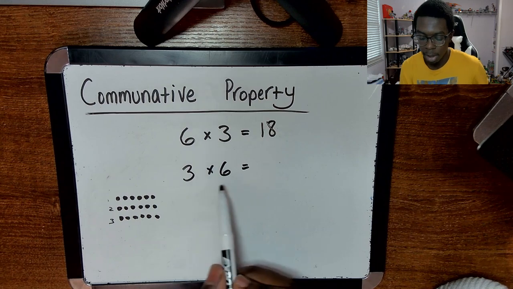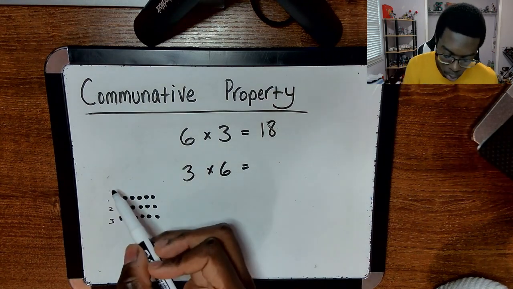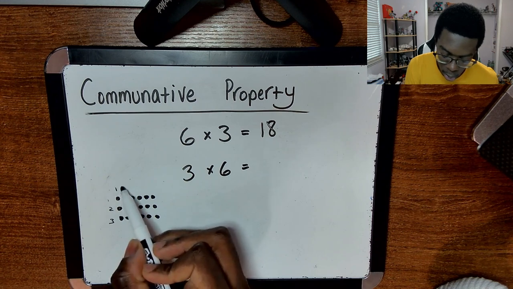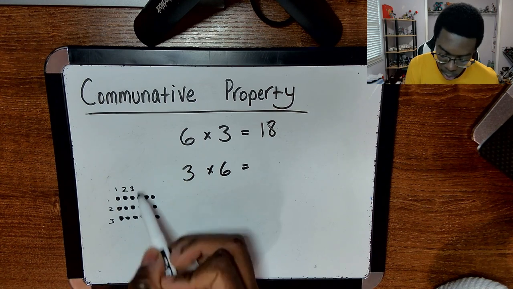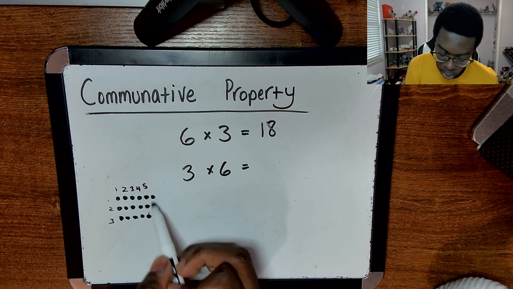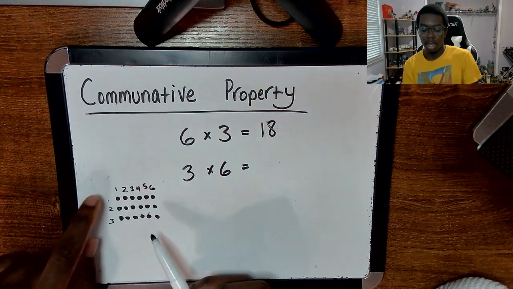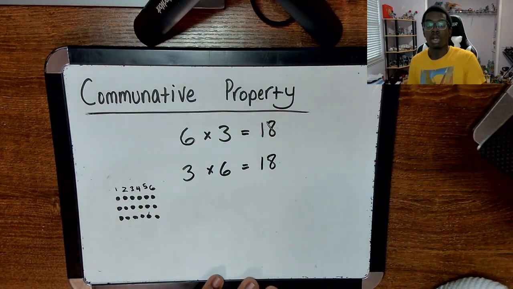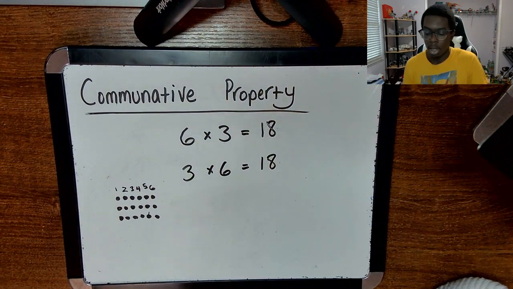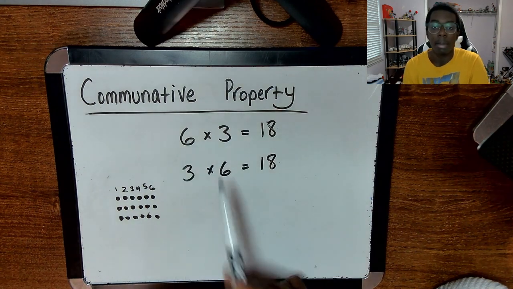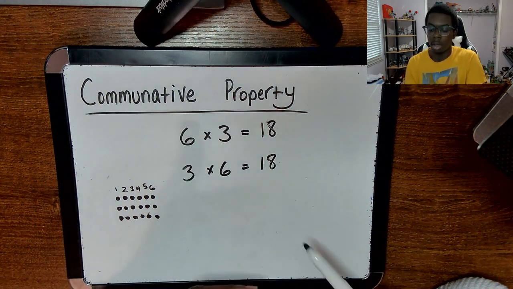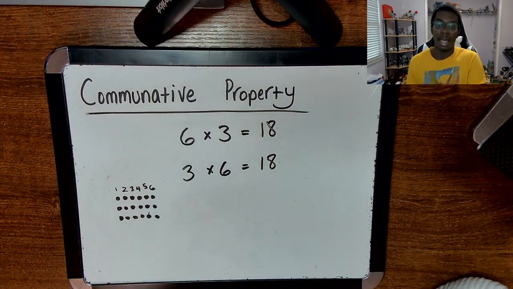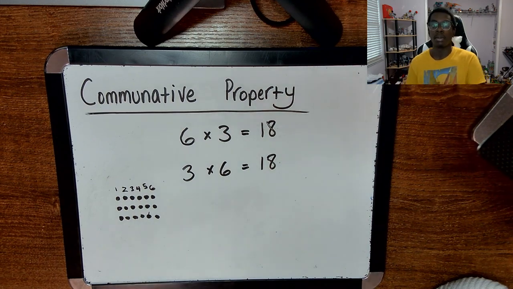So now we have 6 groups of 3. Well, we have 1 group of 3, 2 groups of 3, 3 groups of 3, 4 groups of 3, 5 groups of 3, 6 groups of 3. So you see that you actually get the exact same value. It's also 18. And when you do learn your multiplication tables, you're going to notice this. You're going to notice that as you go along, if you have the same numbers just switched, it is actually the same number value that you get as the answer. And that's a really good way to make your multiplication tables go faster when you learn them.